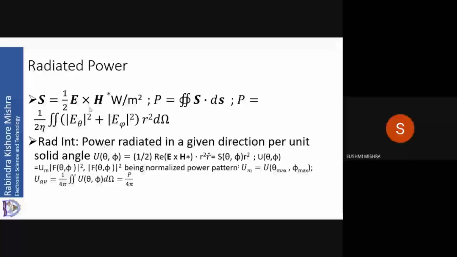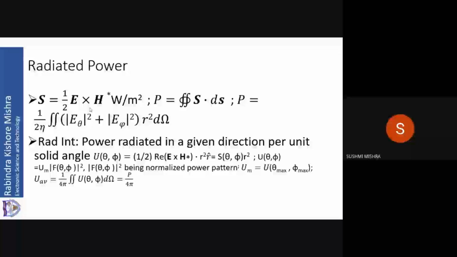Then we define radiation intensity. It is the power radiated in a given direction per unit solid angle. We have designated that as U theta phi, which is equal to 1/2 real of E cross H star dot R square R cap. Now that first part you know is S theta phi, so S theta phi R square. Accordingly, we can rewrite that as U theta phi equal to UM into F theta phi.